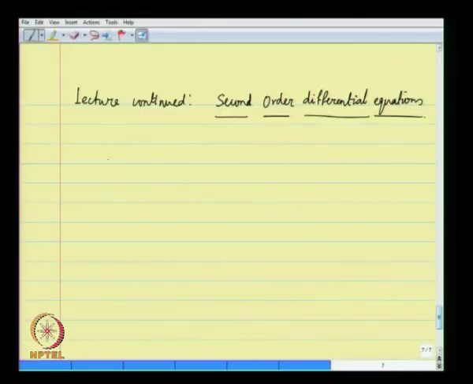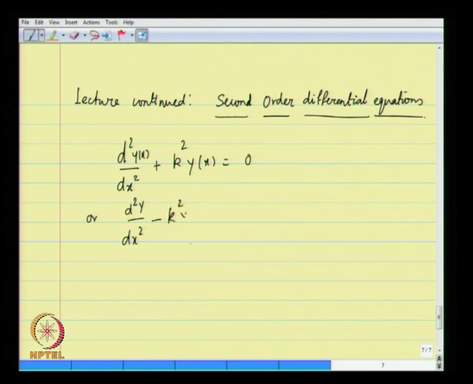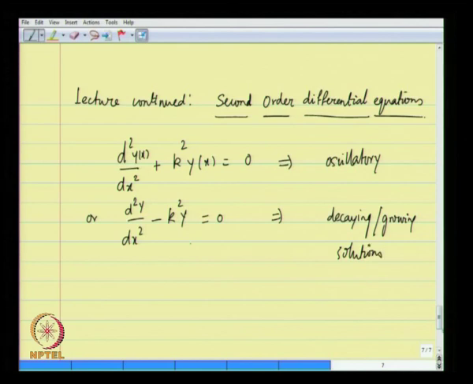So, most of you are familiar with these elementary differential equations, second order: d square y by dx square plus some constant k squared y of x is equal to 0, or d square y by dx square minus k squared y is equal to 0. Well, the sign difference is not that simple, but it leads to basically different solutions. The solutions are of completely different nature. This gives you oscillatory solutions and this gives decaying, growing solutions. So, exponentials both, but very different nature.